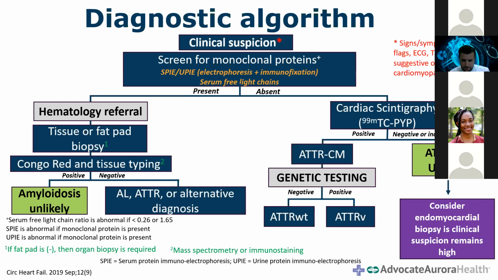I also do want to mention that some patients with TTR can have other monoclonal gammopathies, and some patients with AL amyloidosis can have uptake on the PYP scan. This is why this PYP scan can only be used to diagnose transthyretin cardiomyopathy in the absence of any monoclonal proteins.